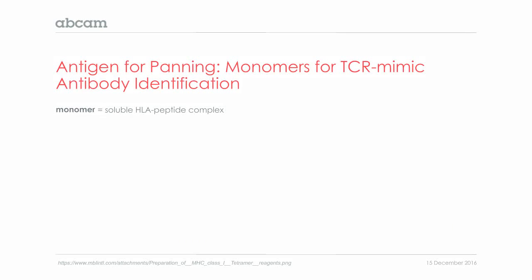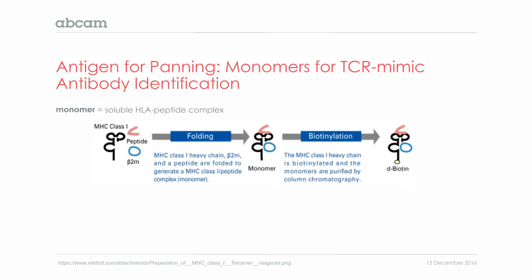So now I've talked a lot about the phage panning process and our specific scFv phage library, but now I want to talk about the antigen that we use for panning to identify TCR-mimic scFvs. So we use what's called a monomer. A monomer simply refers to a soluble HLA peptide complex. And a monomer consists of an MHC class 1 alpha chain, and this is actually just the ectodomain of the HLA molecule. And this is folded together with a peptide of interest.